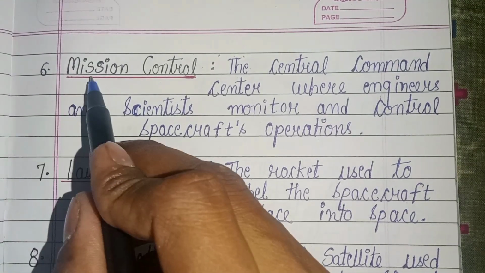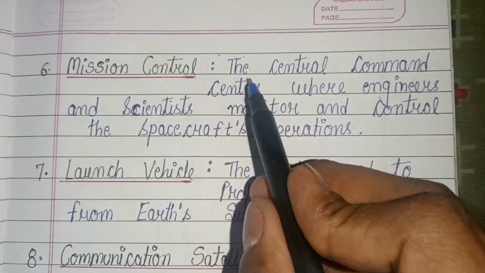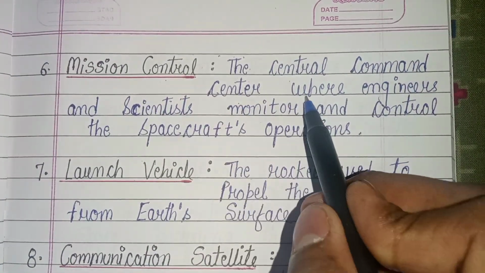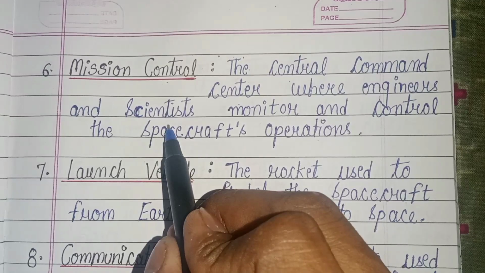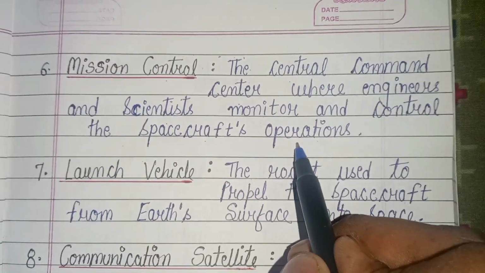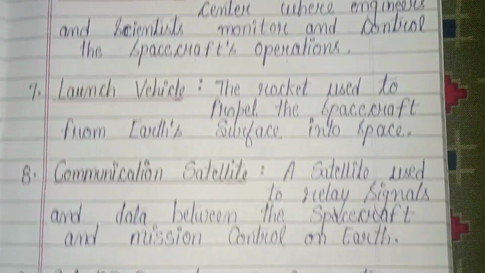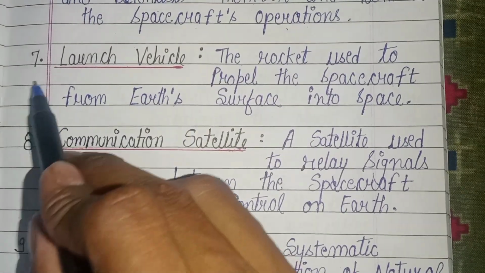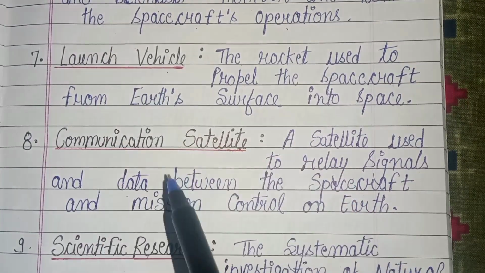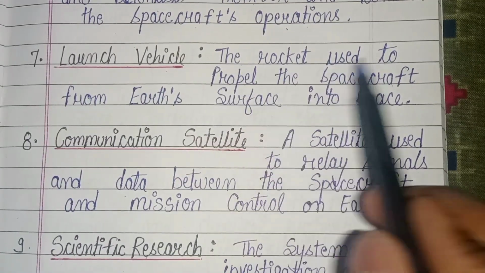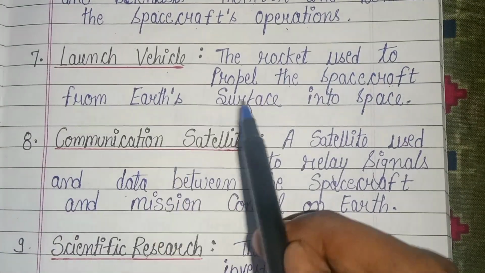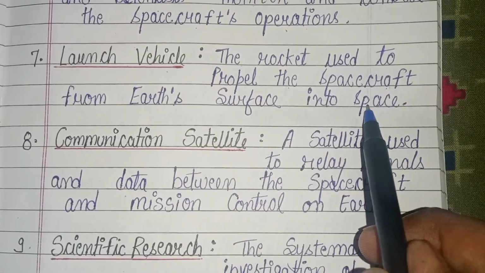Next one is mission control. The central command center where engineers and scientists monitor and control the spacecraft operations. Seven. Launch vehicle. So what is launch vehicle? The rocket used to propel the spacecraft from Earth's surface into space.